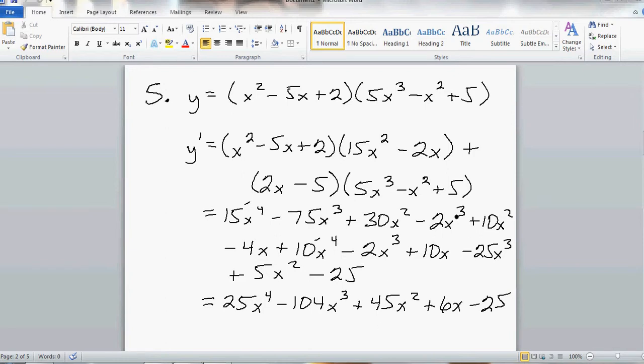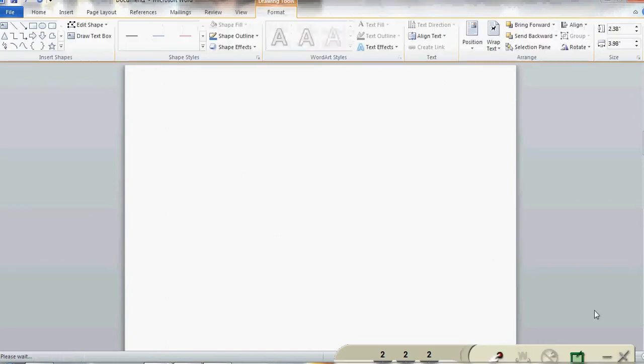Yes, this was messy. This would have been almost just as messy. And then you would have to take the derivative, but you would have ended up with this answer just the same. Now, let's take a look at what number 6 has to offer.